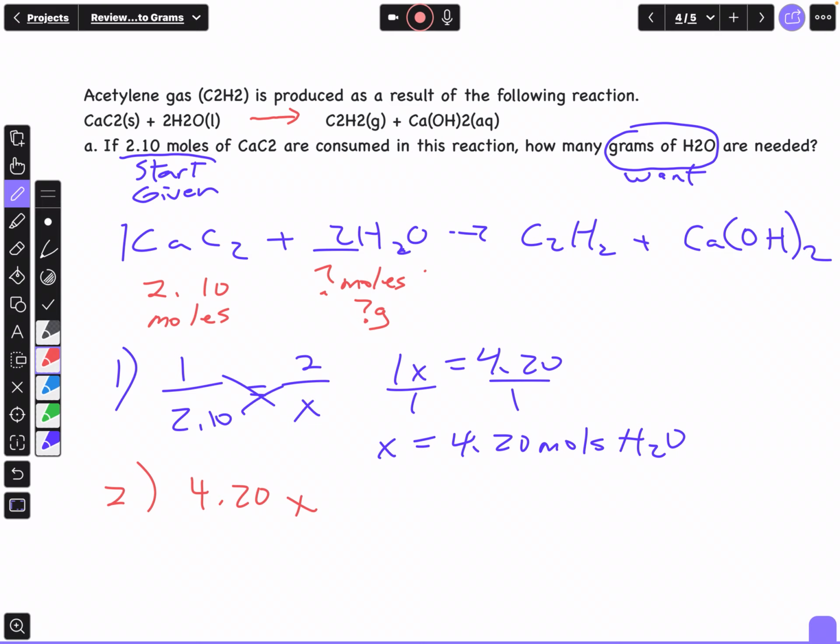Now I do not take the molar mass of H2O and then multiply it by 2. No, that 2 is only used in this first step right here when I'm going from moles of one substance to moles of another. I simply want the molar mass of just H2O. And when you add up the molar mass of H2O, you see that it's 18.02 grams per mole. So that's what I'm going to multiply by.